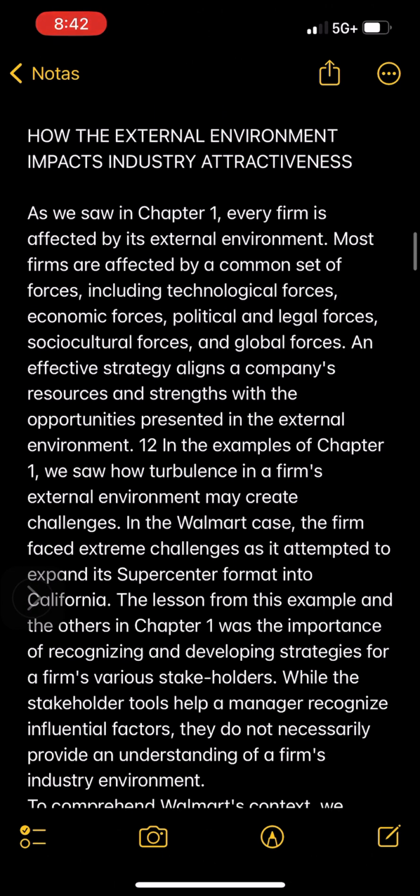As we saw in chapter 1, every firm is affected by its external environment. Most firms are affected by a common set of forces, including technological forces, economic forces, political and legal forces, sociocultural forces, and global forces. An effective strategy aligns a company's resources and strengths with the opportunities presented in the external environment.